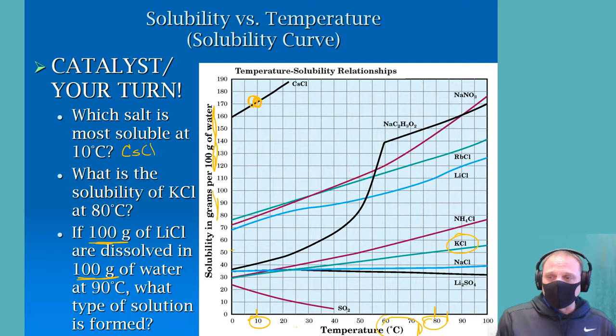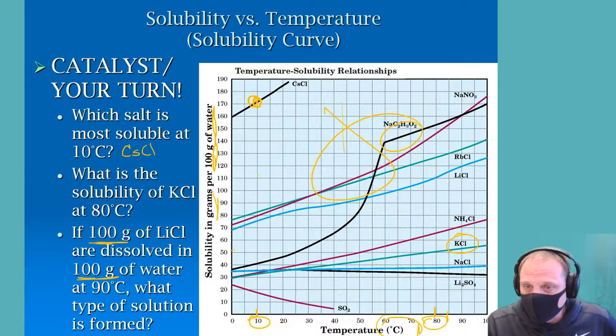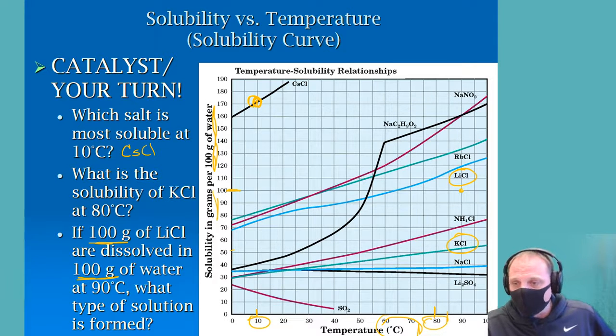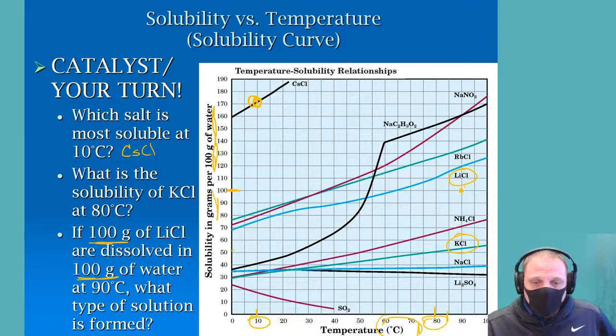If 100 grams of lithium chloride, so we've got to find our lithium chloride. Where's lithium chloride? I can't even find my pen. There it is. It's so hard to find my little pen sometimes. My lithium chloride is right here, okay? And so that's the blue line. It says if 100 grams of lithium chloride are dissolved in 100 grams of water. Oh, okay, so I must be at the 100 gram line right here, right? And so I've got to follow that 100 gram line over. And it says that I'm at 90 degrees Celsius, so I've got to find my 90 degrees Celsius part. And so that's the spot that I'm at right there, 90 degrees Celsius, 100 grams. What type of solution is formed? Well, remember that anything on the line is considered saturated.